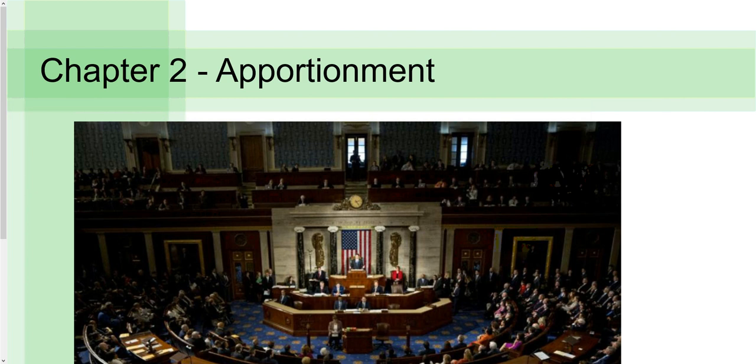All right, hello everyone. Welcome to our next unit, and this one has to do with apportionment. The most common thing that you're going to see here is apportionment of the U.S. House of Representatives. Apportionment refers to any situation in which we have resources that we need to allocate, or we have seats that we need to fill with representatives.